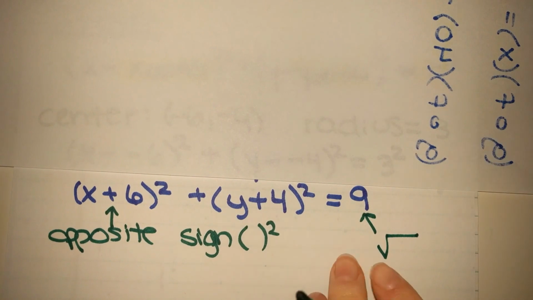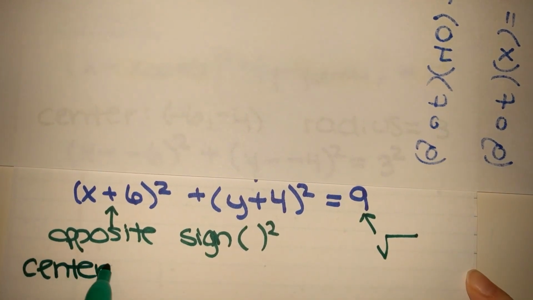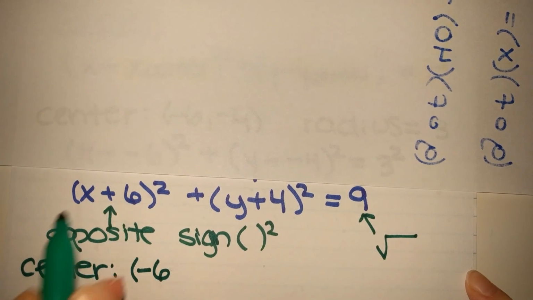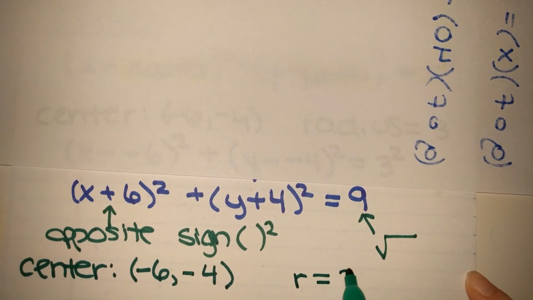So if you were just given this equation and said, what is the center? You would say that the center is -6, opposite sign, -4, opposite sign, and then the radius is equal to 3.